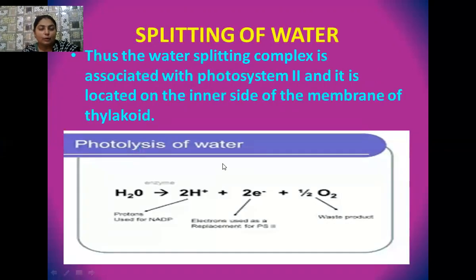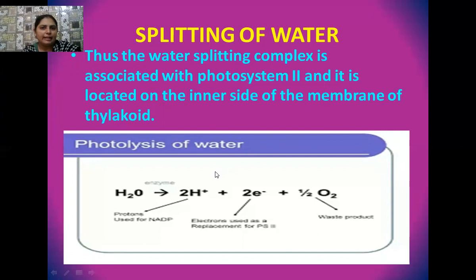The other story, what happened to these electrons present in P680, I have already explained in the process of non-cyclic photophosphorylation. So students, this is the reaction. This is the H2O molecule, and when it receives a characteristic wavelength of light, the hydrogen bonds between the H2O molecule break, and 2 protons, 2 electrons, and half a molecule of oxygen are released. This half molecule of oxygen finally enters the atmosphere.